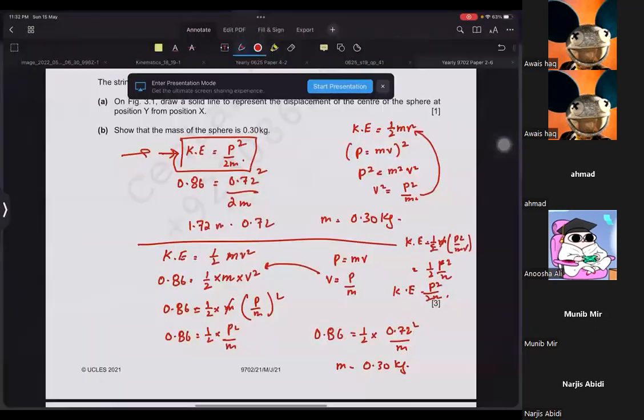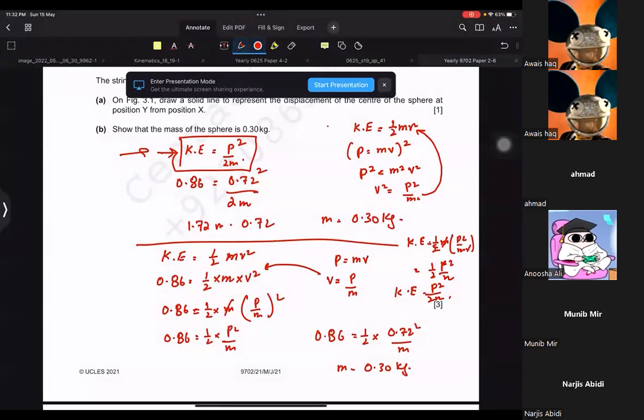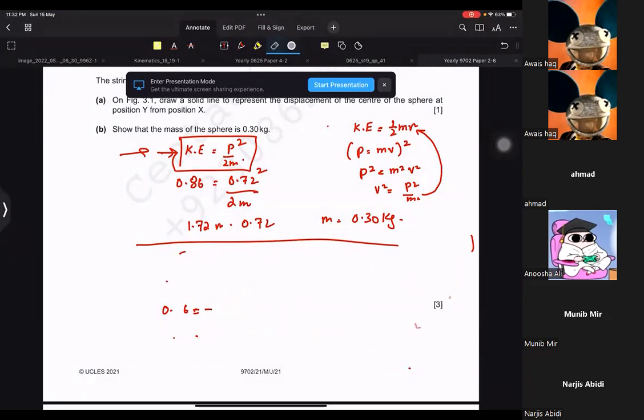But for you, I have done it again, so you can copy this as well. Should I do it neatly? Let me remove this, it's too much clutter. So you can copy this, and you should remember this. Very important. Even in A2, it's going to come a lot.